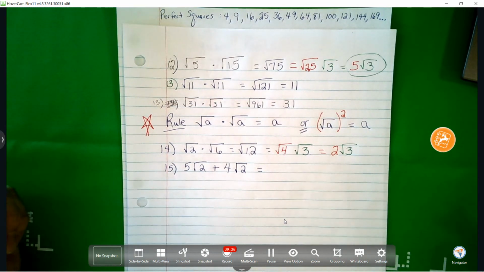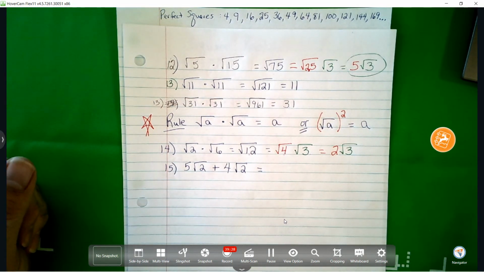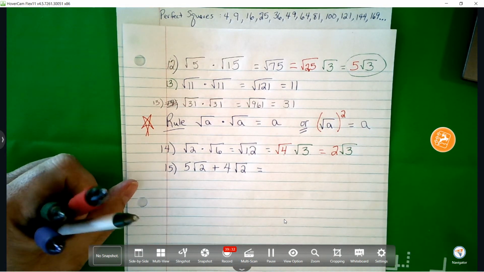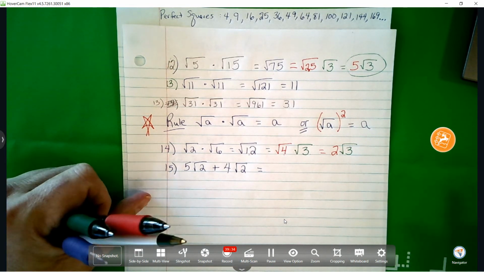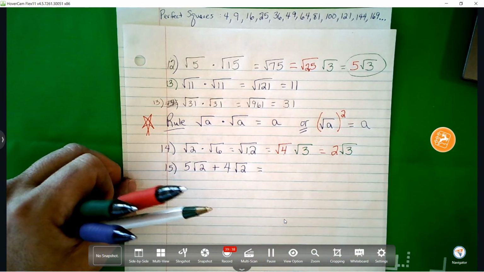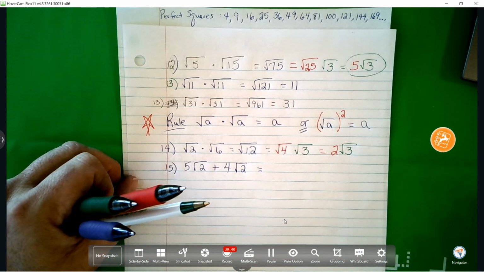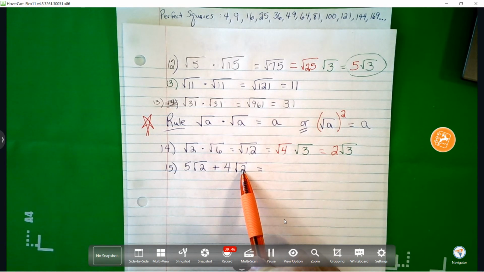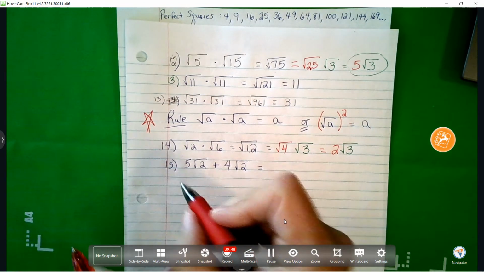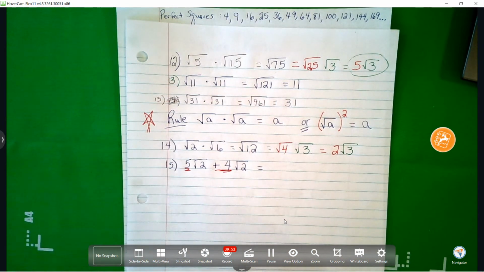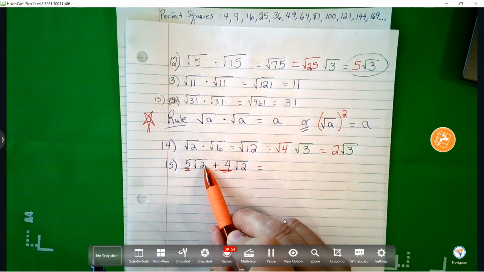Like if you were going to add 5x plus 4x, you could say, okay, that's 9x. That's called combining like terms. But if it had been 5x plus 4y, you can't combine those. You would just have to leave them like that. What I'm saying here is if you're adding square roots, you just combine the numbers in front, combine the like terms. You don't change the square root.